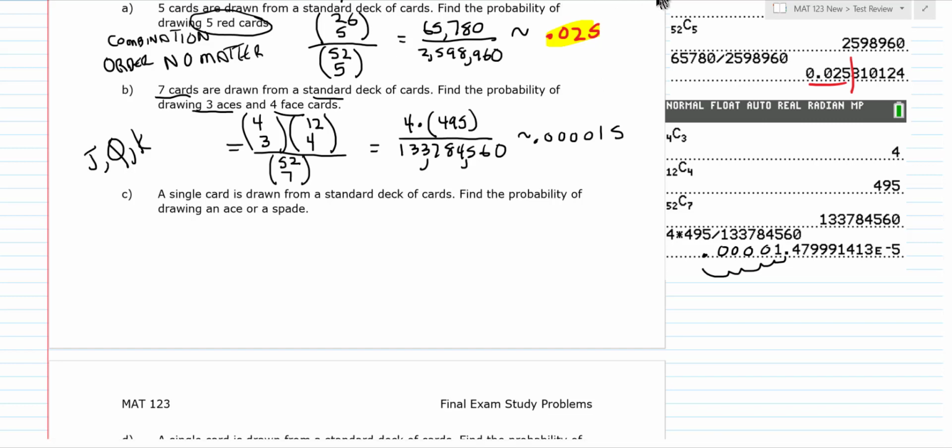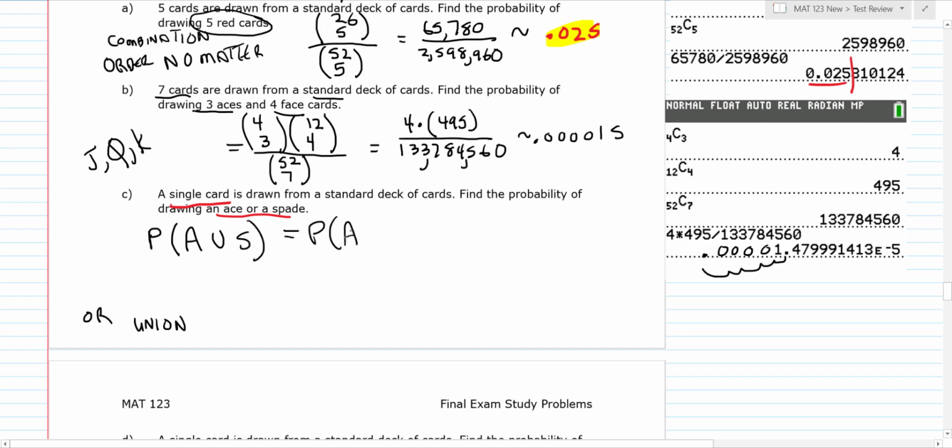Okay, the next one says that you're drawing a single card, so it's not a combination, and we're just doing the probability of an ace or a spade. So what I'm going to do is say probability of ace or, and remember, or is union. The formula is probability of ace plus probability of spade minus the probability of both, or the intersection.